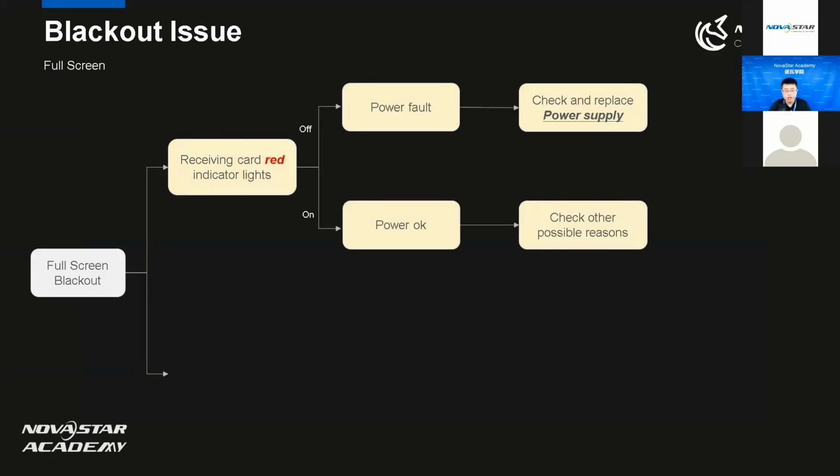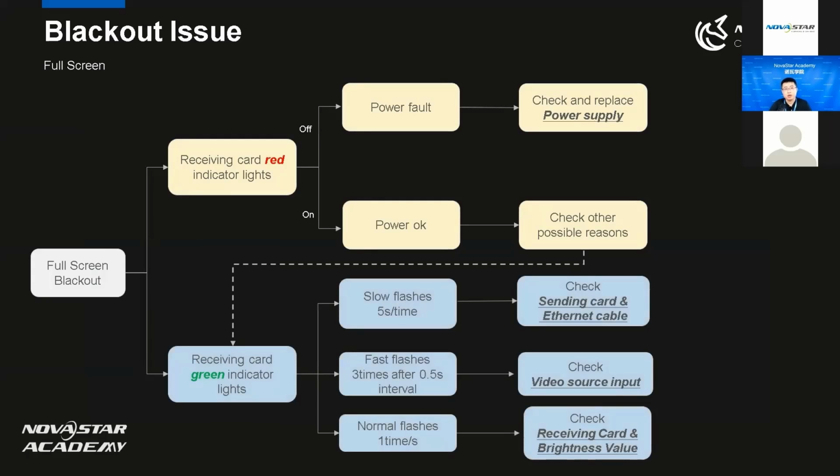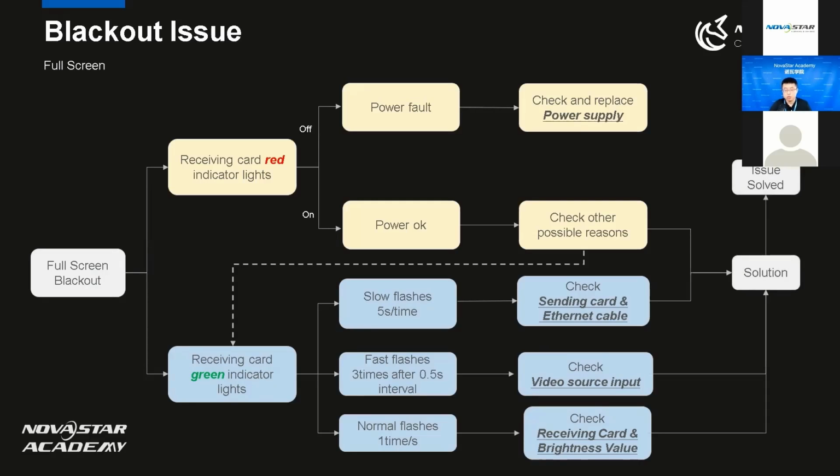First, we need to check the receiving card indicators. And if the red light is okay, try to check the green one to know what working mode the receiving card is. And then try to check all the devices in the LED control system. And finally, we will get a solution to get the issue resolved.